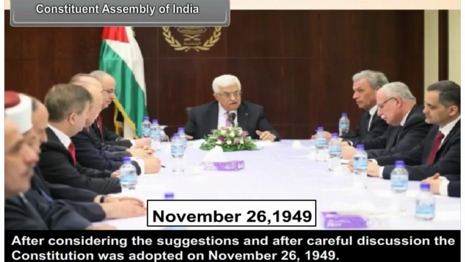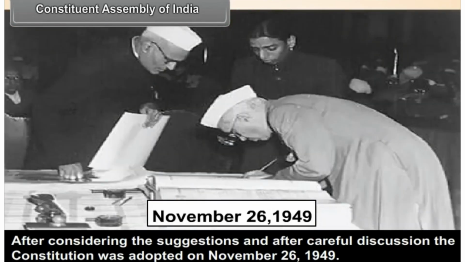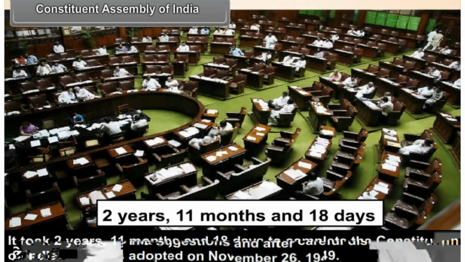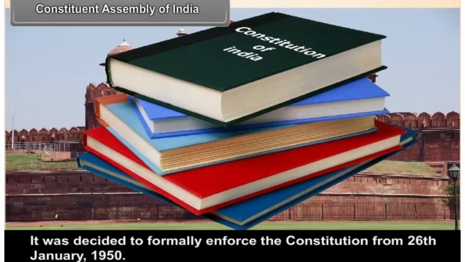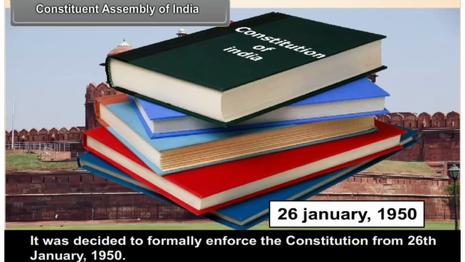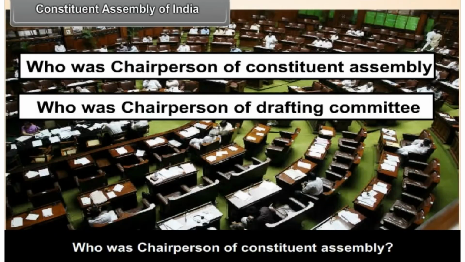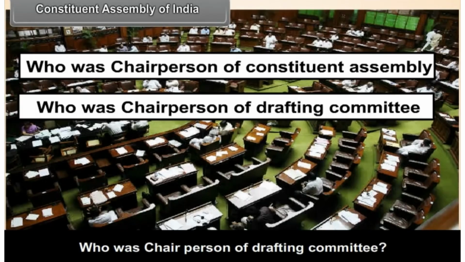After considering the suggestions and after careful discussion, the Constitution was adopted on November 26, 1949. It took 2 years, 11 months and 18 days to complete the Constitution of India. It was decided to formally enforce the Constitution from 26th January 1950. Who was chairperson of the Constituent Assembly? Who was chairperson of the Drafting Committee?